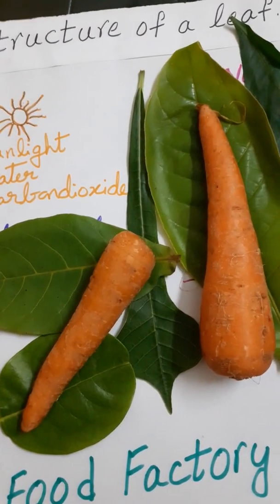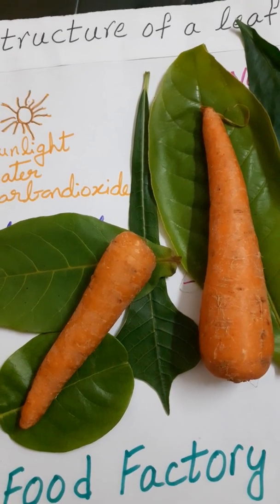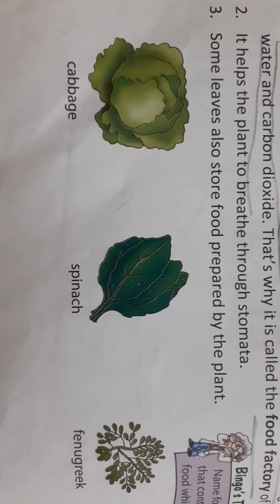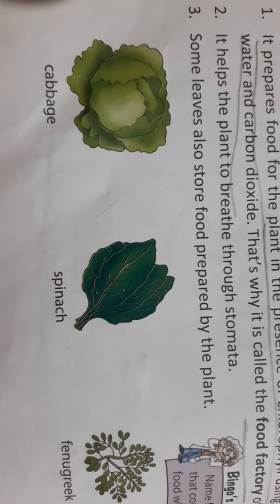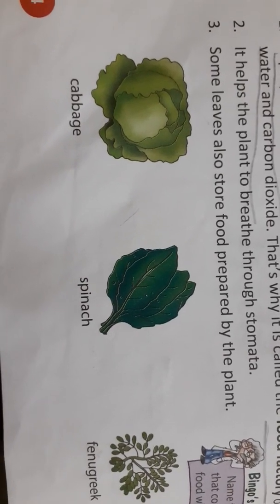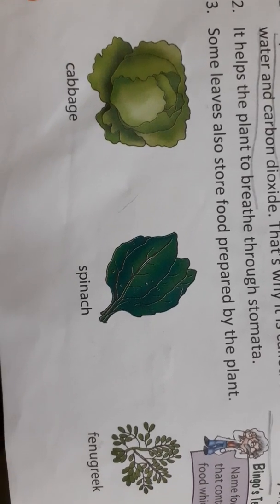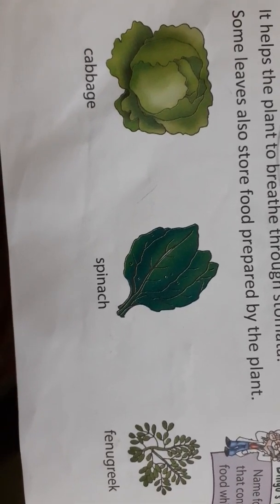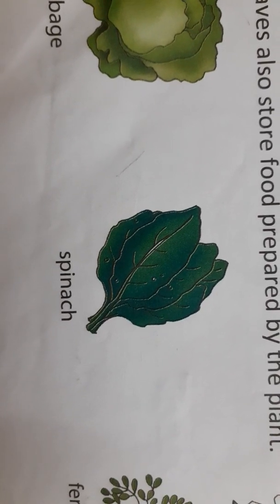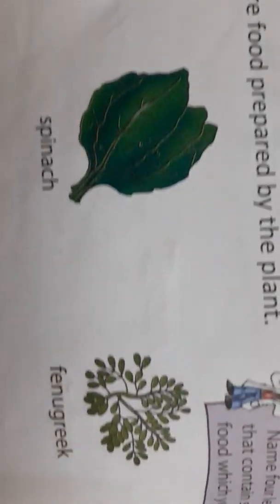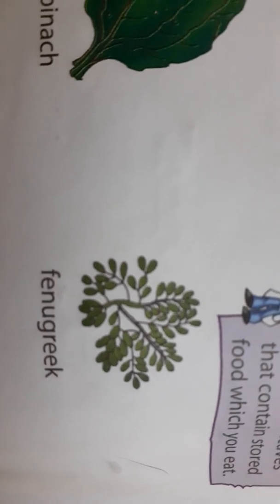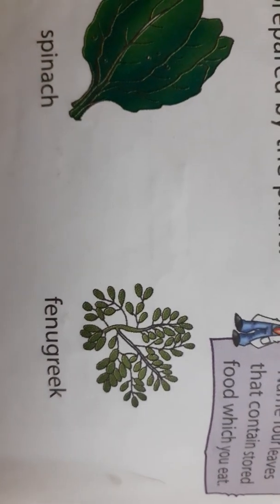Leaves store their food in the fruits or vegetables. Some leaves store food prepared by the plant. They store their food in the leaves itself. For example, cabbage, spinach, fenugreek. Spinach means palakura. Fenugreek means mentikura. The food is stored in the leaf itself.